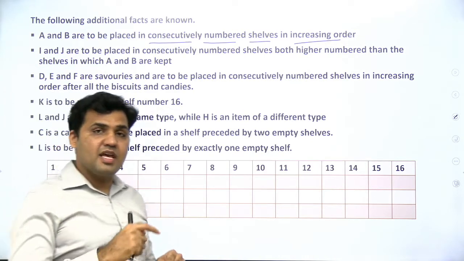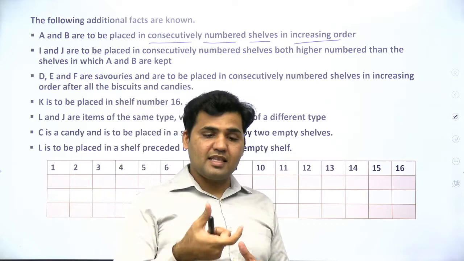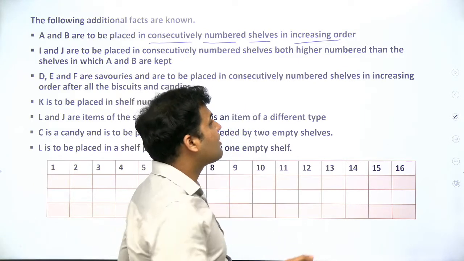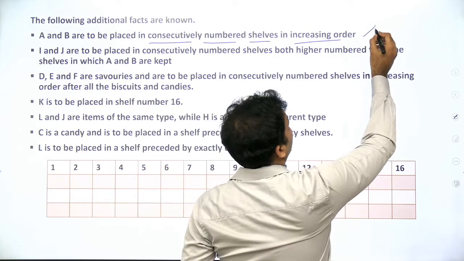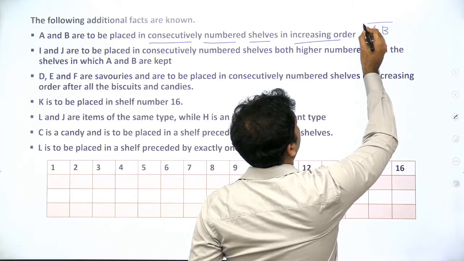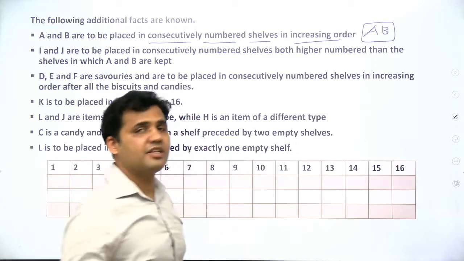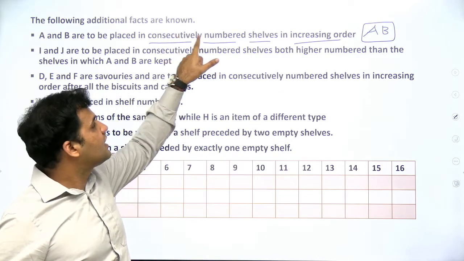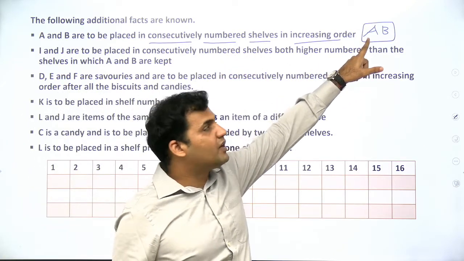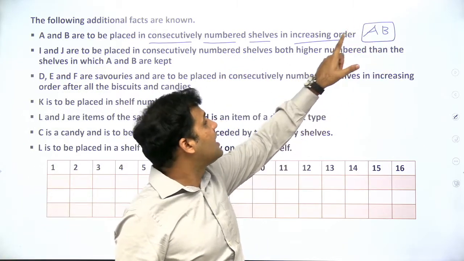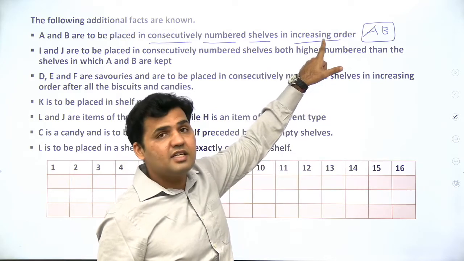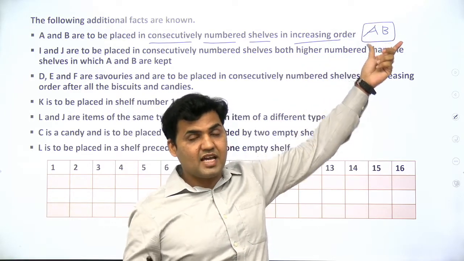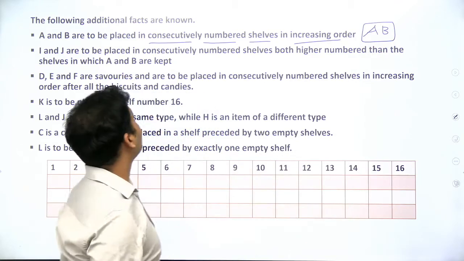Now, if A and B are in increasing order and they are placed on consecutively numbered shelves, can I say that item A and item B are both of the same type? Item A and B are placed together in increasing order, with A coming first, B coming second, right? Why is it so? Because it is written that it's in increasing order, and because they are on consecutively numbered shelves, that means they have to be of the same type.